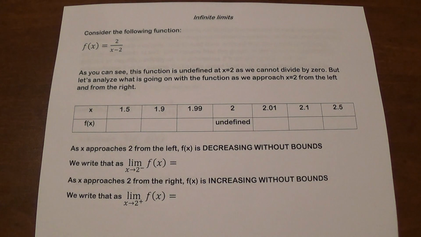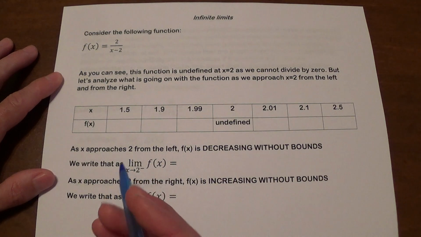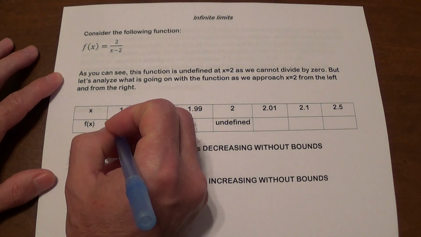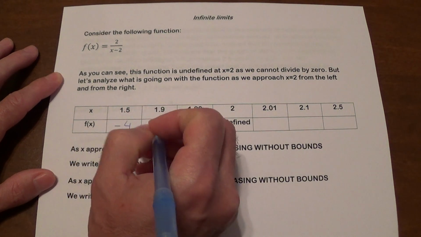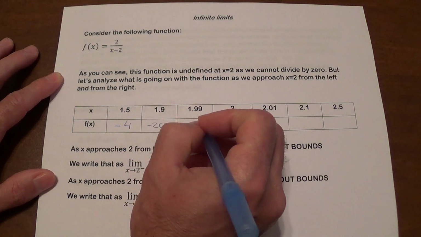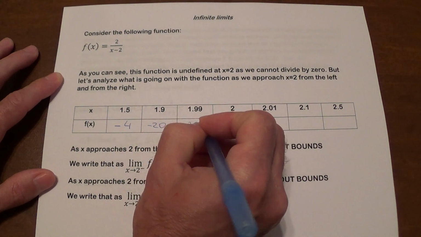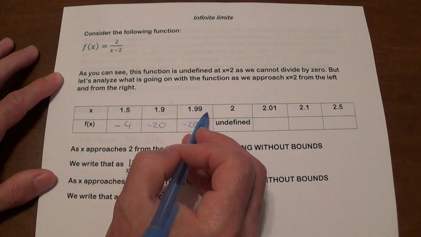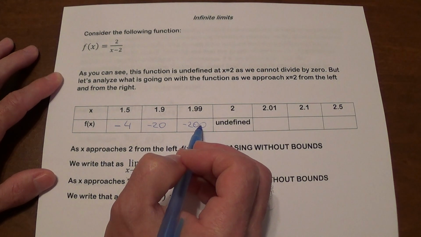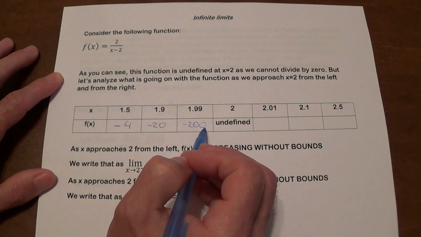So here's a table of values that we completed, and I already have the values computed for that. So when the value of x is 1.5, that's going to end up giving you negative 4. For this value you are going to get negative 20. And for this value you're going to get negative 200. So you can see as I get closer and closer to 2 from the left, my values are getting smaller and smaller and smaller. I'm talking about in the sense of negative values. If you continue doing this, you're going to start getting values that are even smaller.